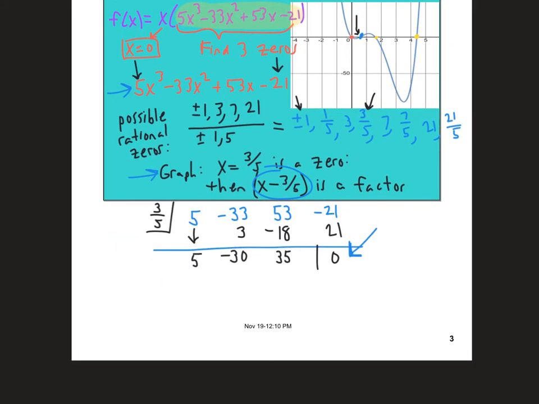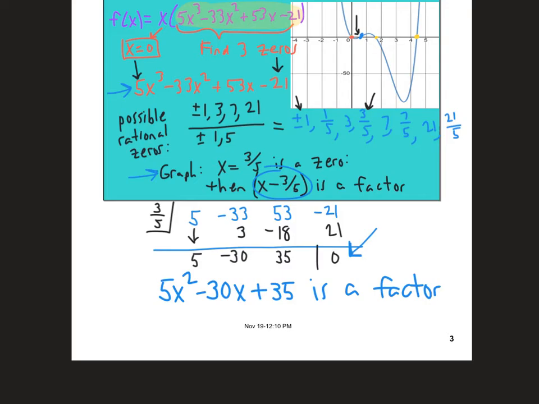So the bigger thing is that it tells us the answer we got, which is 5x squared, remember the bottom row of coefficients, minus 30x plus 35, is a factor as well. It's a factor of f of x. So what we can do is use that now to find the other zeros, and we can find them as exact values using the quadratic formula.